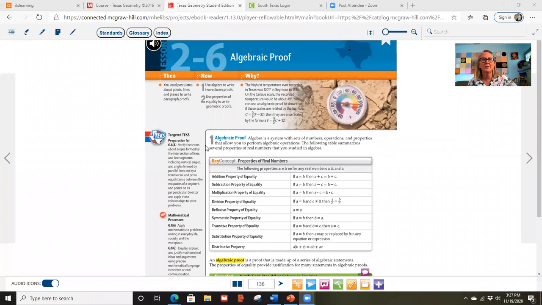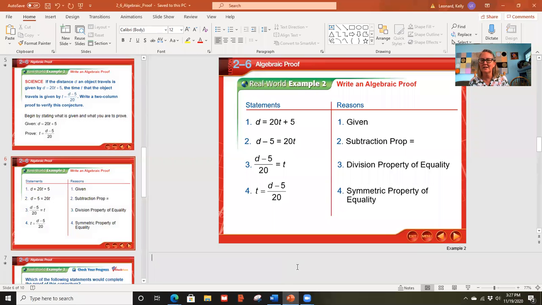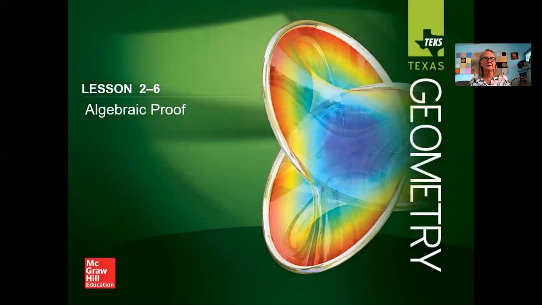Chapter 2, Section 6, Algebraic Proofs, possibly the last video for 2020. The algebraic proof: a big geometry concept is proving that things are true, and it's called making a proof or doing a proof. The logic that we've been learning in this chapter will help you become successful with that. And here's a little PowerPoint talking about it.